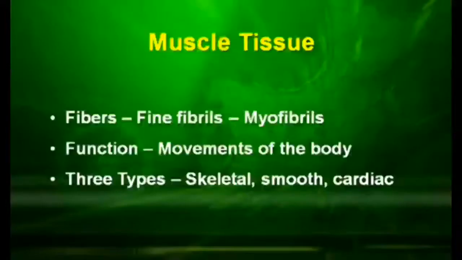The muscular tissues are found in the muscles, and these tissues are long cylindrical fibers arranged parallelly. Here the fibers are made up of fine fibrils which are called myofibrils. They are responsible for the movement in our body, and these muscular tissues are of three types: the skeletal, the smooth, and the cardiac.